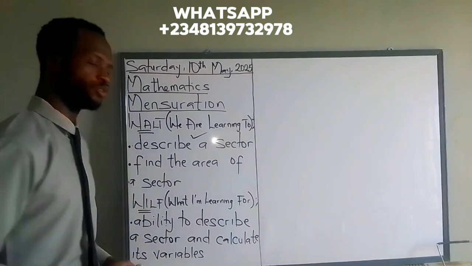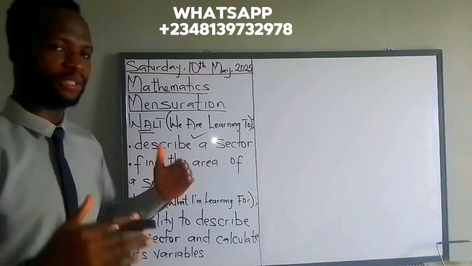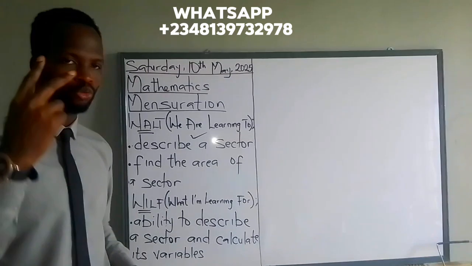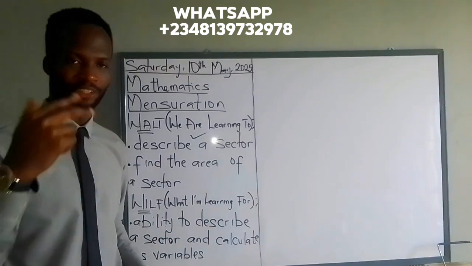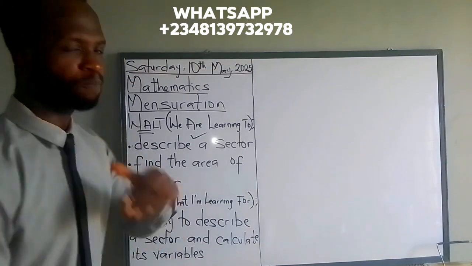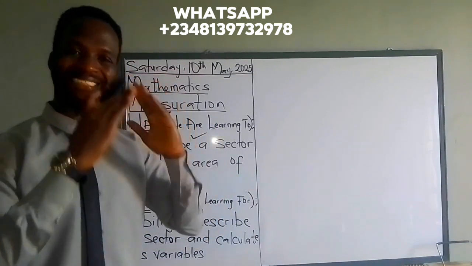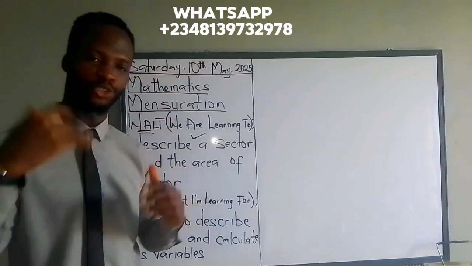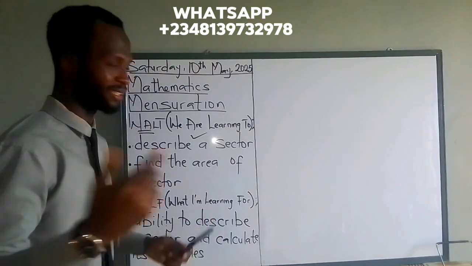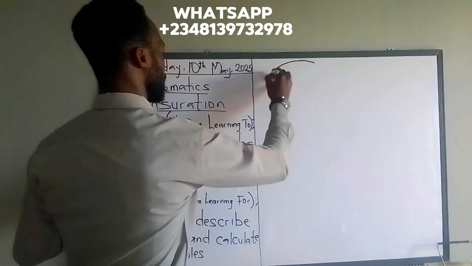Now, the first thing we are going to look at is the description of a sector. What is a sector? A sector simply refers to a figure or a shape that is bounded by two radii and an arc. We can't effectively describe a sector without a circle, because a sector is carved out of a circle just as an arc is carved out of the circle. I mentioned it yesterday.